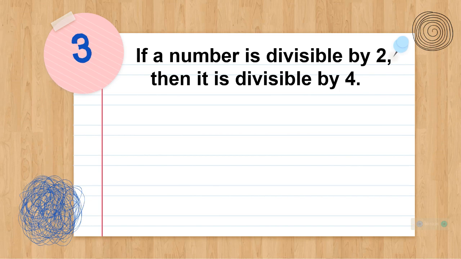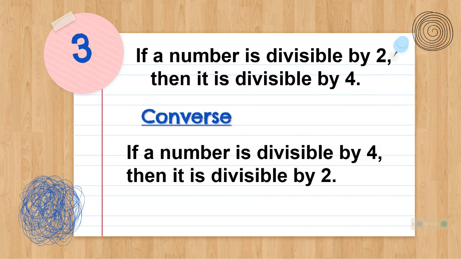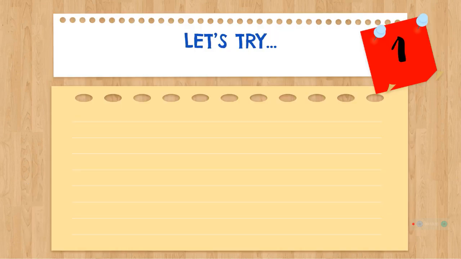How about this one? If a number is divisible by 2, then it is divisible by 4. What is the converse of this? That's correct. If a number is divisible by 4, then it is divisible by 2. Okay? Any question? So let's try this.